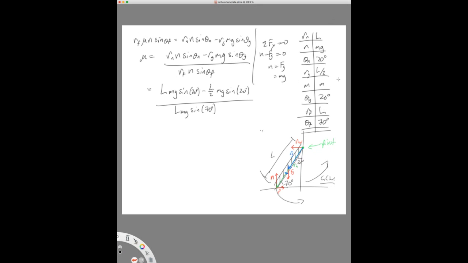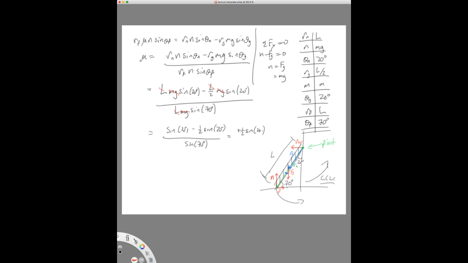So because I worked all this out in the table, it's very easy for me to put things in and see what's happening. And I can see that the mg's just cancel, and that L just cancels. And so on the top, what I get is sine of 20 minus 1/2 times sine of 20. And on the bottom, we have just sine of 70. So on the top, I can simplify that: sine of 20 minus 1/2 of sine of 20 is just a positive 1/2 of sine of 20.